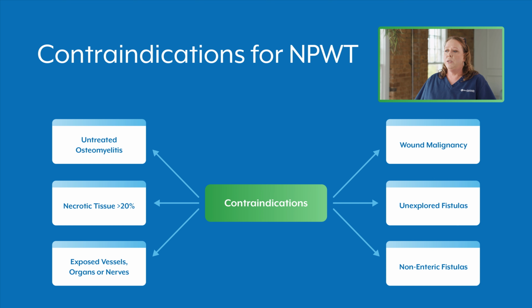Contraindications for negative pressure are untreated osteomyelitis, necrotic tissue that's greater than 20%, exposed vessels, organs, or nerves, wound malignancy, unexplored fistulas, or non-enteric fistulas.